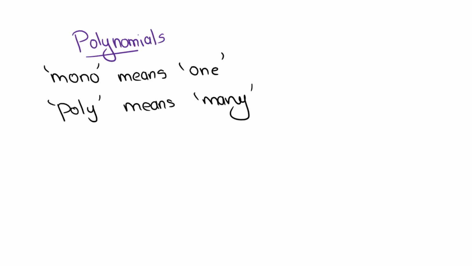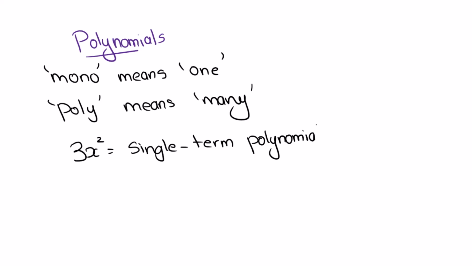So a polynomial is made up of a group of monomials connected together by addition or subtraction signs. Example, 3x squared. This is a single term polynomial, which is also called a monomial. It is a single term polynomial. Next, 4x cube plus 2x squared minus 7x minus 5. Here, this is a 4-term polynomial.